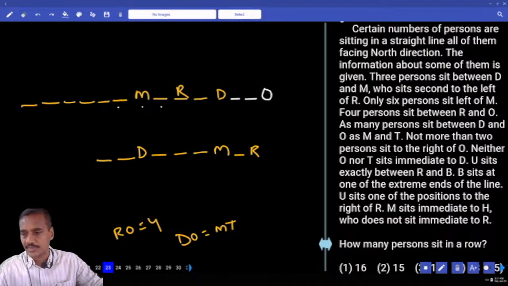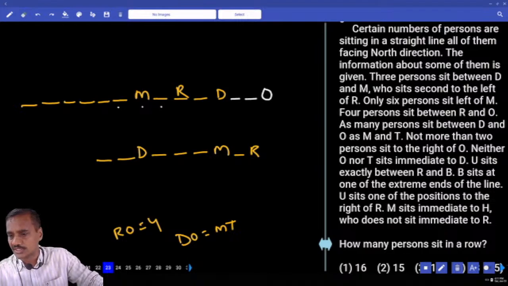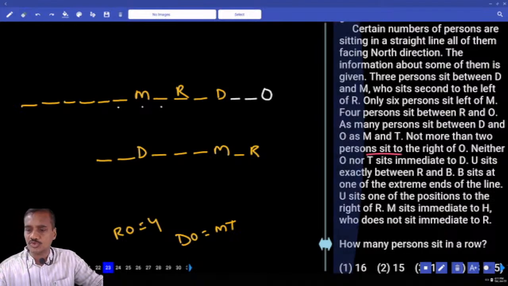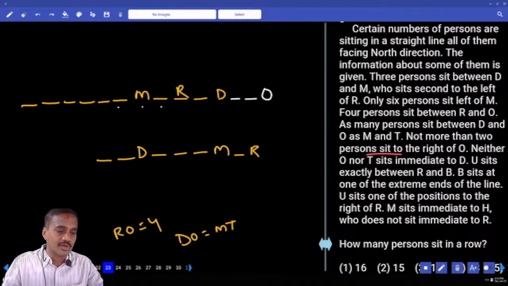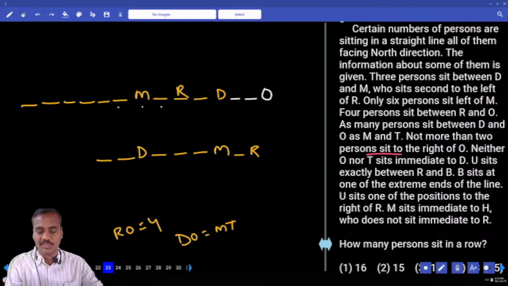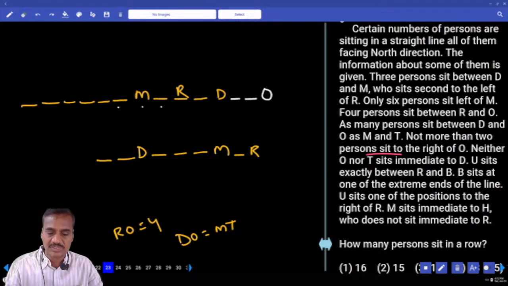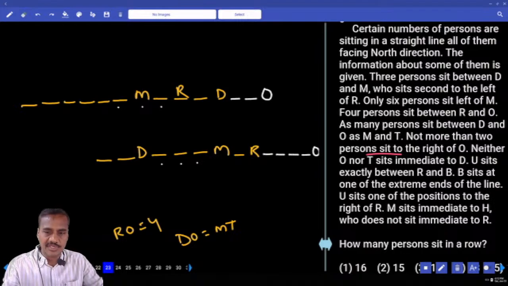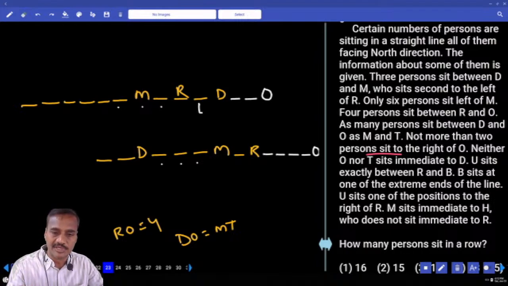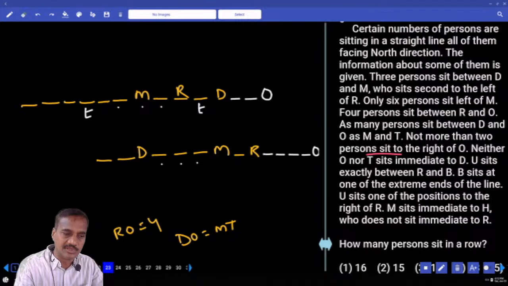If O is here, how many persons are to the right-hand side of O? Not more than 2 persons, maybe 0, 1 or 2. Clear how many possibilities we have? We have 3 possibilities. Now D and O, 2 persons. Here too 1 2 3, and how many persons are in between R and O? 4, 1 2 3 4. Between D and O there are 2 persons. Between M and T there must be exactly 2 persons. M and T, 2 persons: T can be here or here, 2 possibilities.